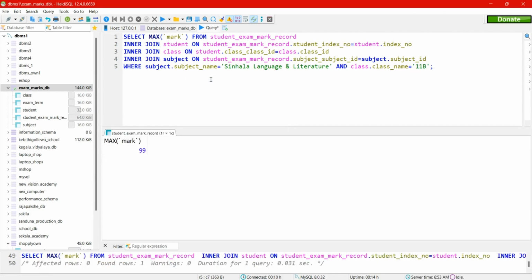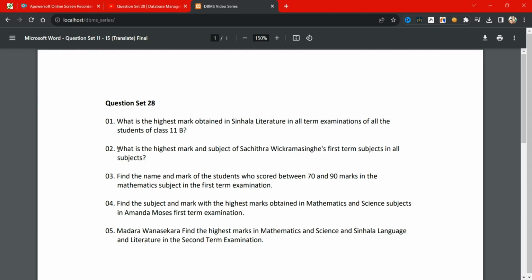Let's run the query. You can see we've got a result saying 99. That means this is the highest mark in all terms. This is the highest mark in the Sinhala language and literature subject in all the terms. So let's see the second one.